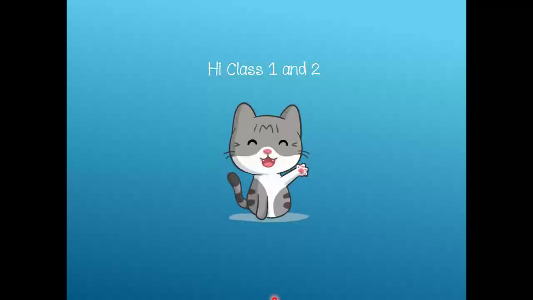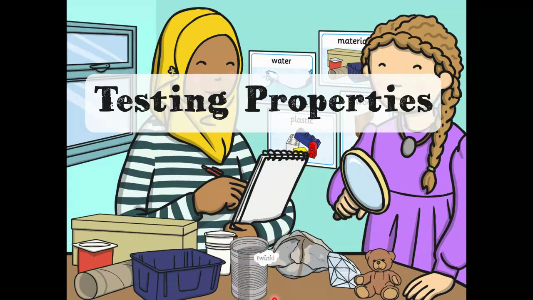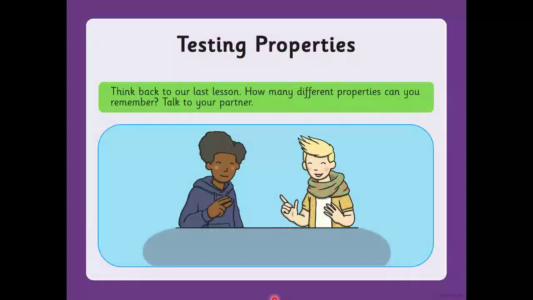It's science time. We're going to do some science, children. Okay, so we've been thinking about properties, haven't we, in science over the past few weeks? Properties of materials. What are materials like? We've been trying to describe materials, haven't we? So let's have a little think back. How many properties can you remember? So how many words can you remember to describe materials?